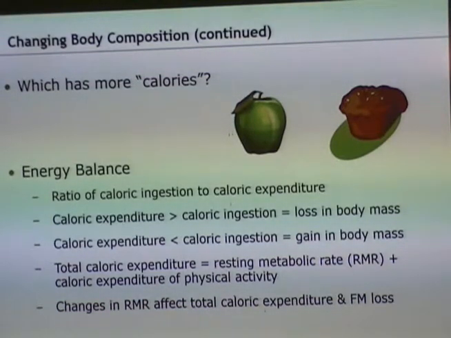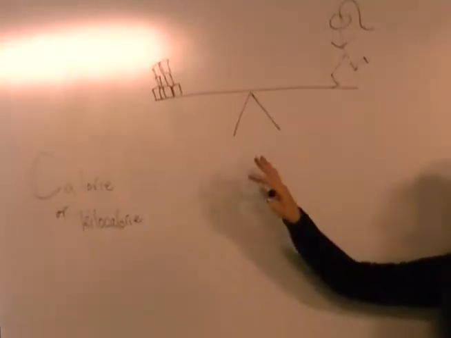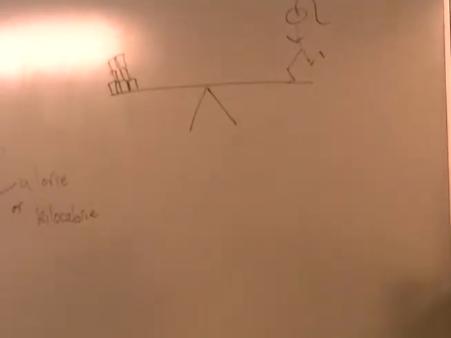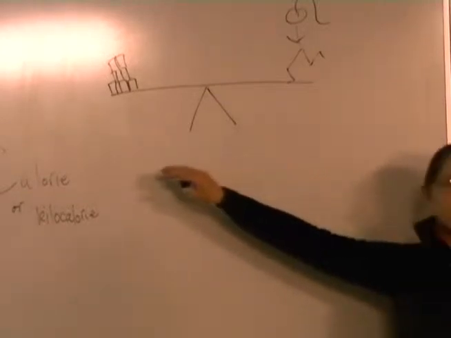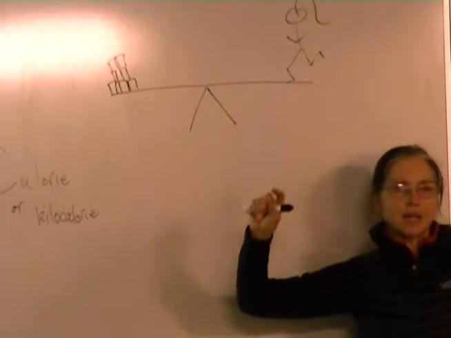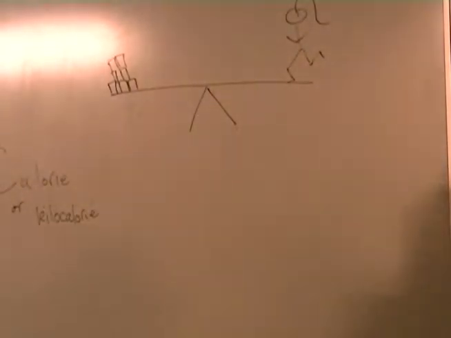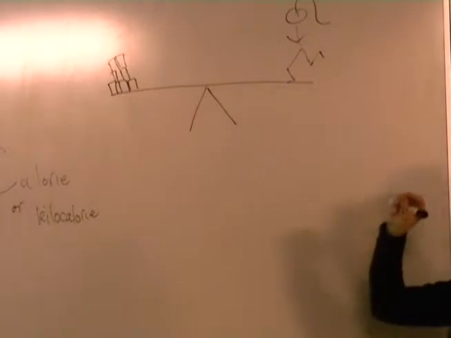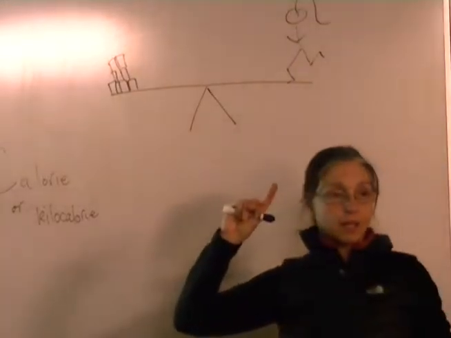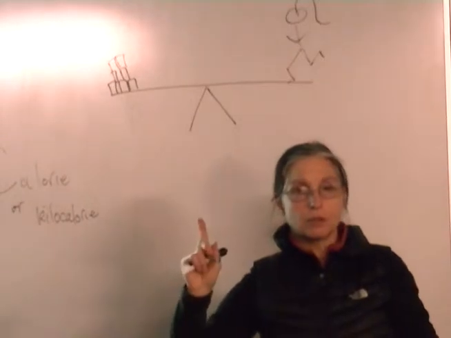So if I tip this seesaw by 100 calories a day, so if I create a deficit of 100 calories a day between what I do and what I eat, 100 calories a day, there's 365 days in a year. That's a lot of calories. That adds up to 10.5 pounds a year. 100 calories a day. How do I tip the scale by 100 calories?